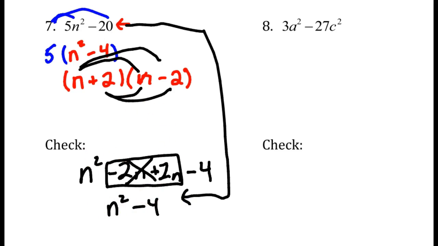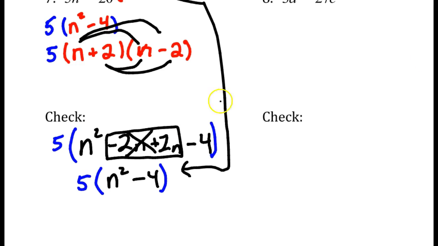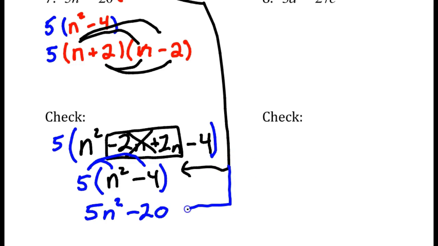What's missing? 5. So that 5 we took out before, we have to leave it there. Otherwise, when you do your check, it doesn't actually multiply back to what you started with. So I'm going to leave this 5 throughout the whole problem and just leave it in the front. That way, when I do my check, I'll have one more step here. Pretty much the opposite of what we did earlier. We took the 5 out. Now we're just putting it back in. So 5 times n squared is then 5n squared. And 5 times negative 4 is negative 20. And now they do match.